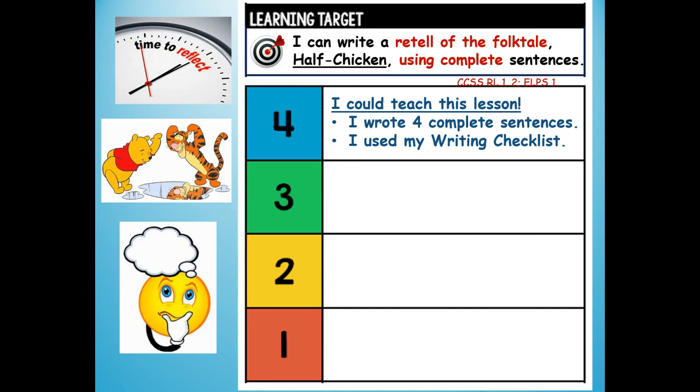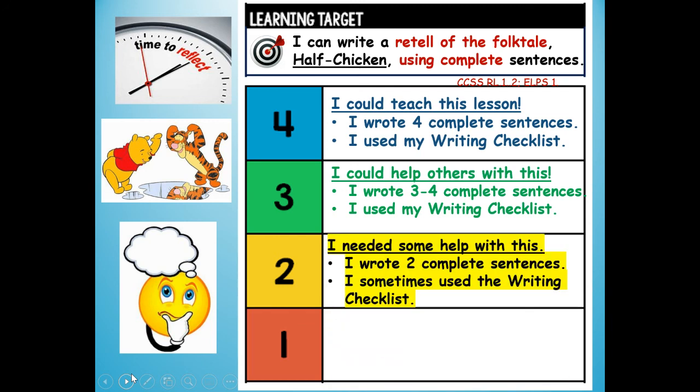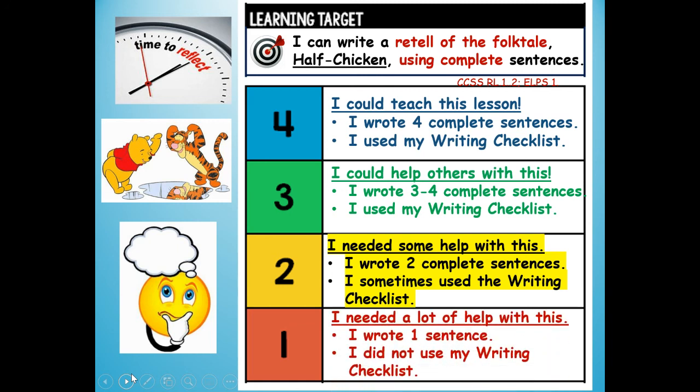Or would you give yourself a 3? I could help others with this. I wrote 3 to 4 complete sentences and I used my writing checklist. Or would you give yourself a 2? I needed some help with this. I wrote 2 complete sentences and I sometimes use my writing checklist. Or would you give yourself a 1? I needed a lot of help with this. I wrote 1 sentence and I did not use my writing checklist.